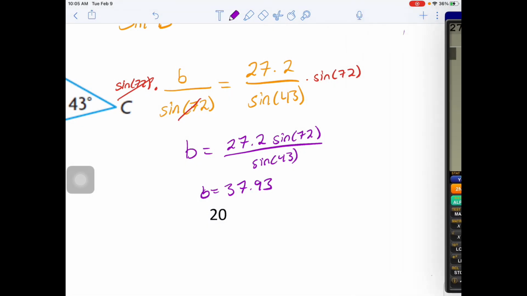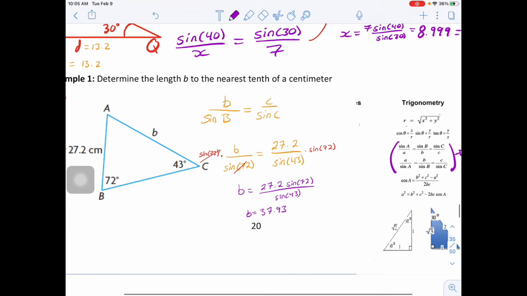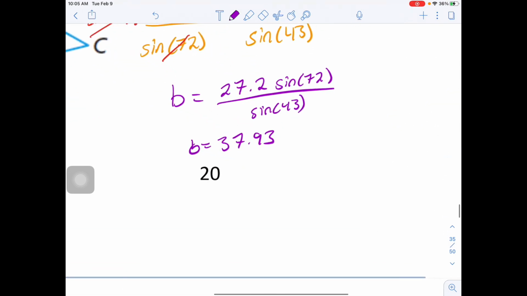And let's check what our question asked us to round to. It asks us to round to the nearest tenth of a centimeter. So since the number to the right of our tenth is not 5 or greater, I'm going to leave the 9 as it is. So B equals 37.9 centimeters.